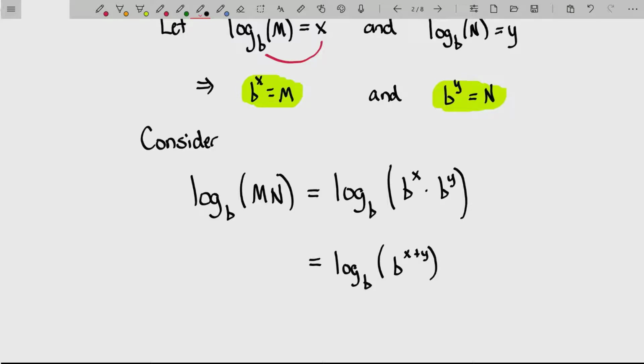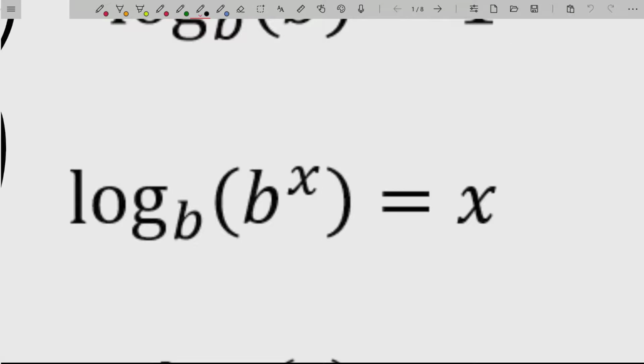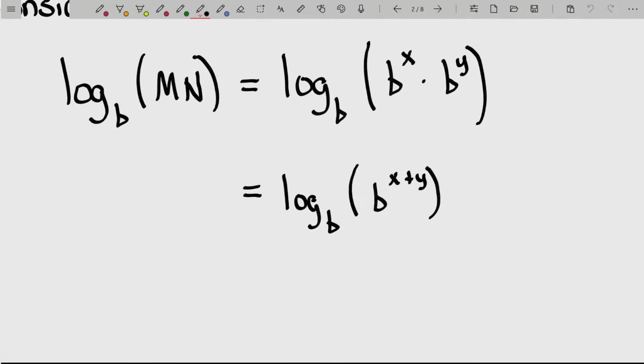And we happen to know from a property of logarithms, specifically this property right here, that if you have the log base b of b to a power, that just turns into the power. So we have log base b of b to a power here. Let me highlight that power. So that should just turn into the power, x plus y.